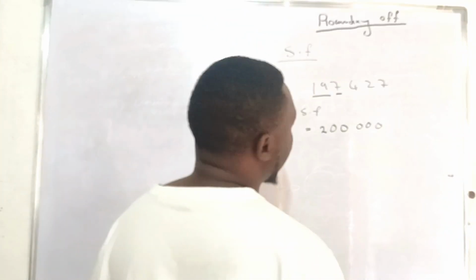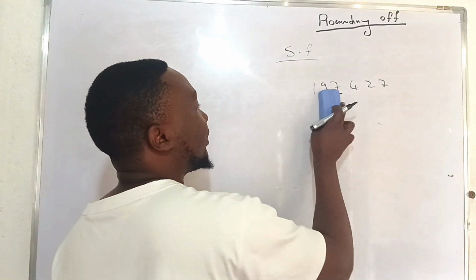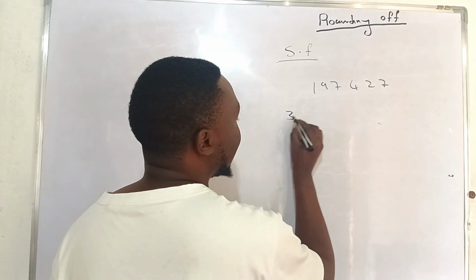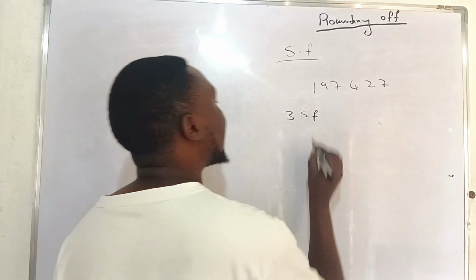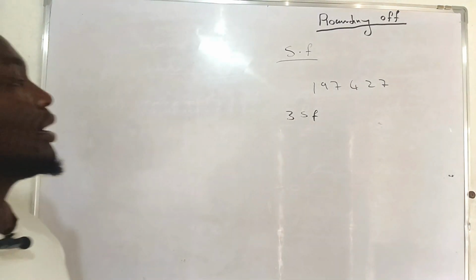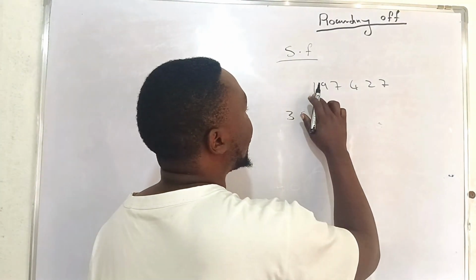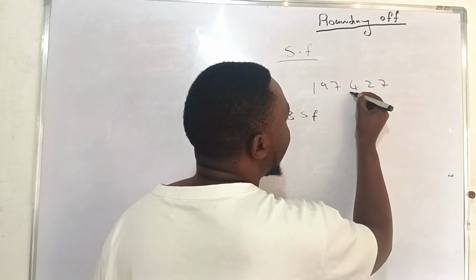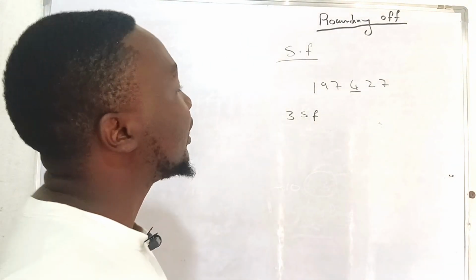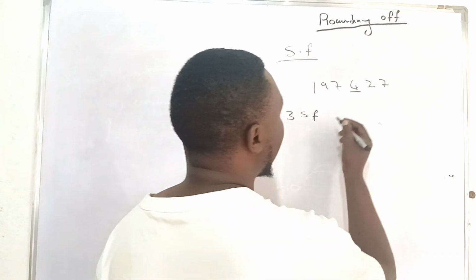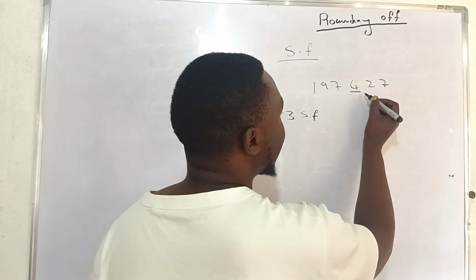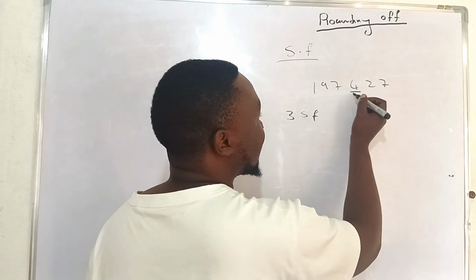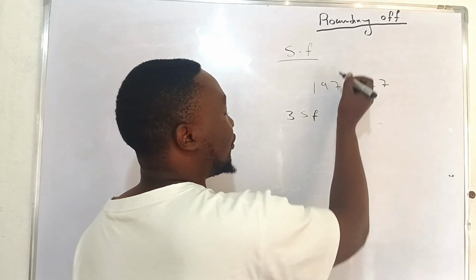Another example, you might be asked to round this number to 3 significant figures. It means you need to remain with these 3 figures. You look at the fourth number. Is the fourth number greater than 5? If it's less than 5, this number remains the same. If it's greater than 5, this number moves a unit up.